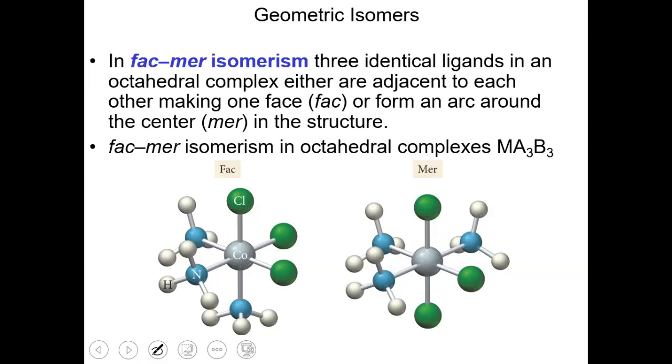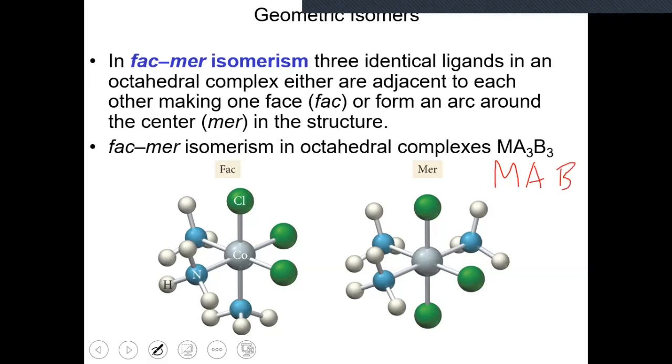But in the one on the right, they are kind of like running an arc around the central metal cation. So the one on the left we'll call a FAC isomer. The one on the right we call a MER isomer. Notice the notation there, MA3B3. That is one of the ways you can represent these things. M will be the metal ion, and then A and B would be the two ligands, and then you can have small m of this and n of that, and you can represent them this way.